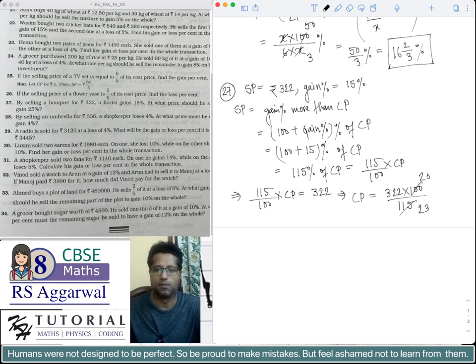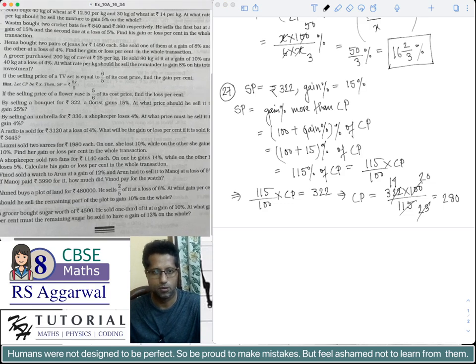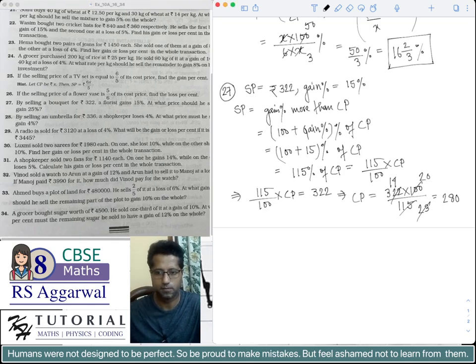992. Yes, it is 14. So this is equal to 280. So cost price is rupees 280. Okay, now it is asking at what price should he sell it to gain 25%.